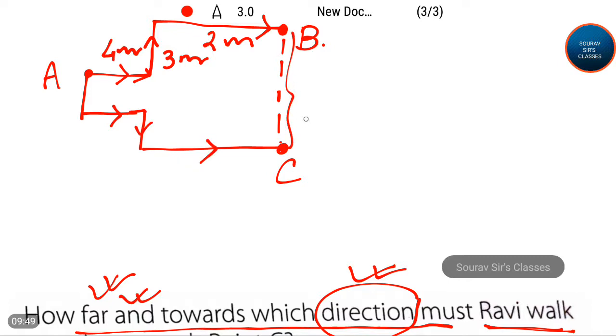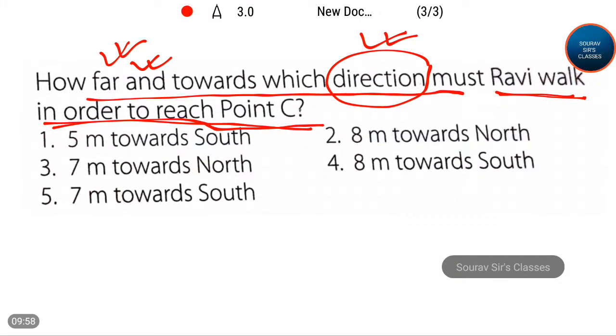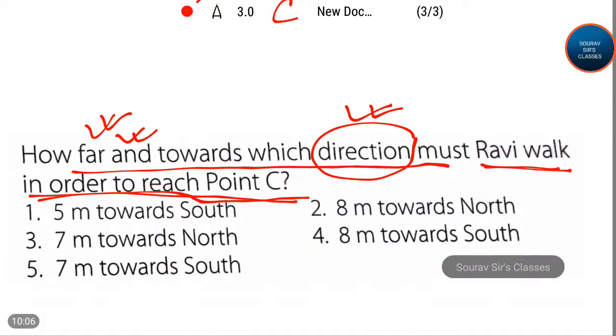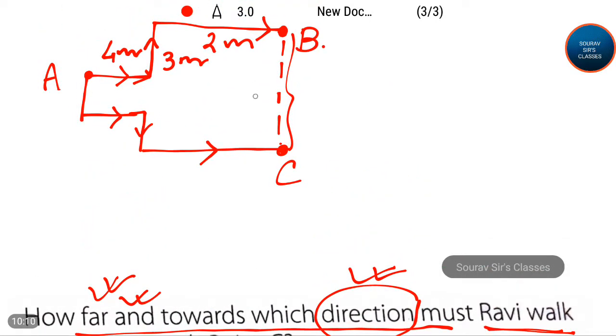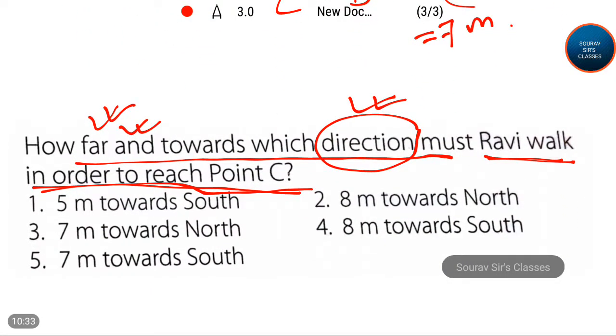So the distance of BC is in the south direction to reach C. The direction is south and it is 7 meters because this distance was 3 meters and this distance is 4 meters. So BC is equal to 3 plus 4 meters, that is equal to 7 meters. So here 7 meters towards the south, that is option 5, is the correct answer. So the direction and distance that Ravi must walk in order to reach point C is 7 meters towards the south.